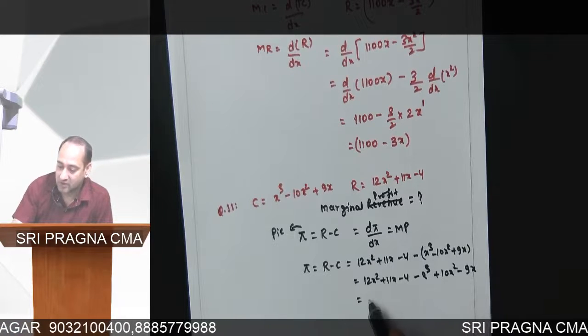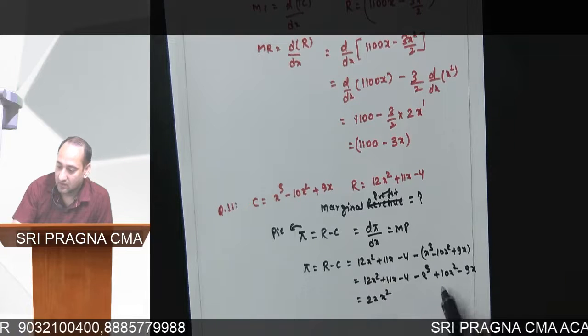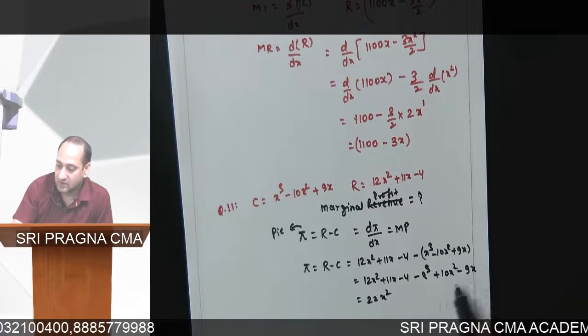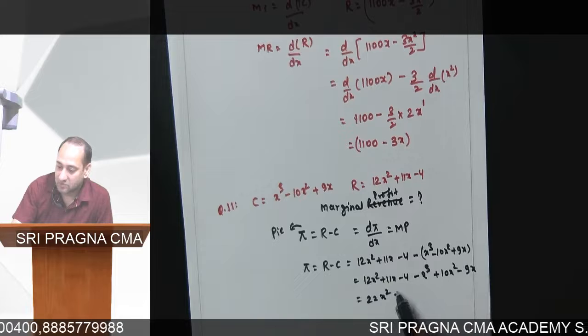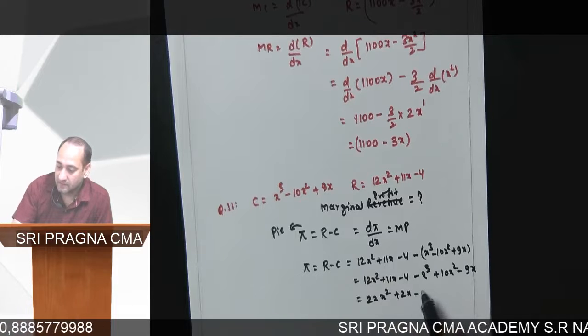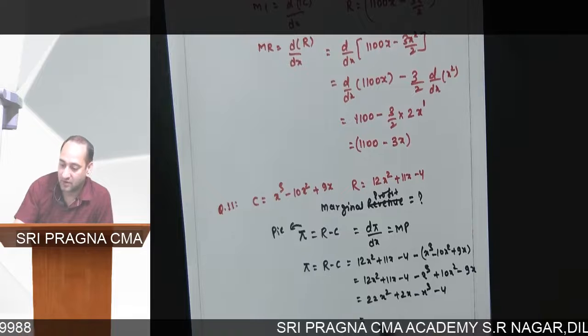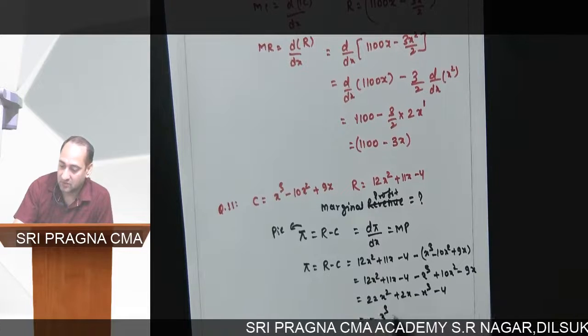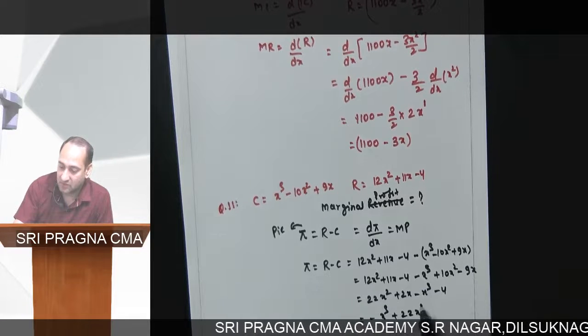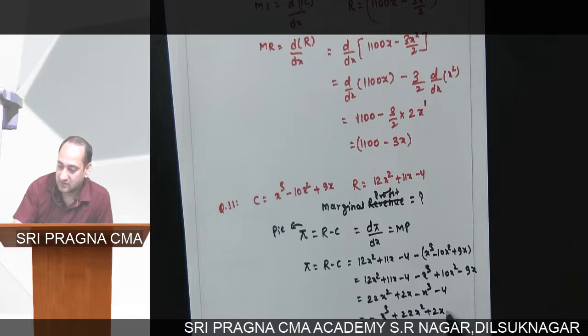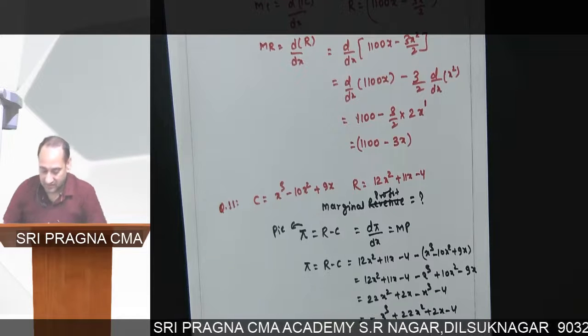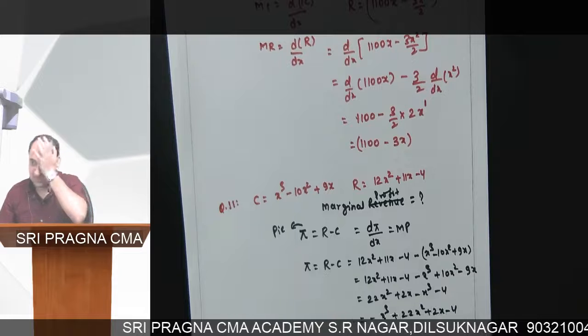So this is coming 22x square, and this is coming to be plus 2x minus x cube minus 4. Arrange in a proper order: minus x cube plus 22x square plus 2x minus 4. Is it clear to all of you? Everybody is comfortable?